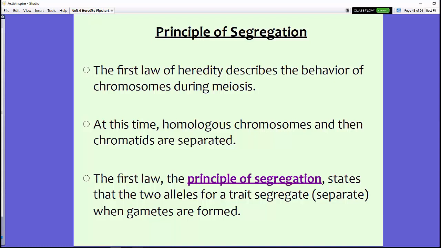So let's talk about the principle of segregation. Now this first law of heredity describes the behavior of chromosomes during meiosis. So during this time, homologous chromosomes and the chromatids are separated, if you remember back to Unit 5. Now this law, the principle of segregation, states that the two alleles for a trait will segregate or separate when gametes are formed. This is way before fertilization actually happens. So this happens in meiosis. So the two alleles that are together in your body cells will separate from each other during gamete formation, meaning that each gamete only receives one version of that gene.